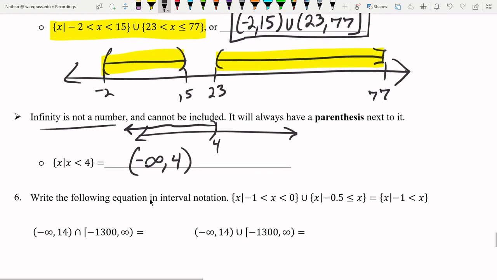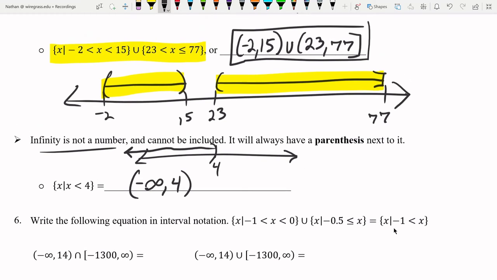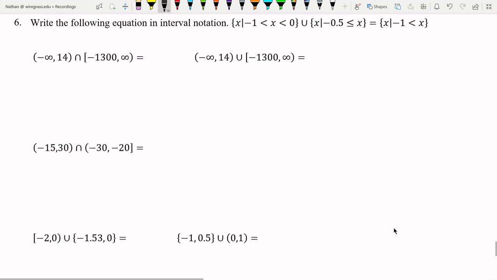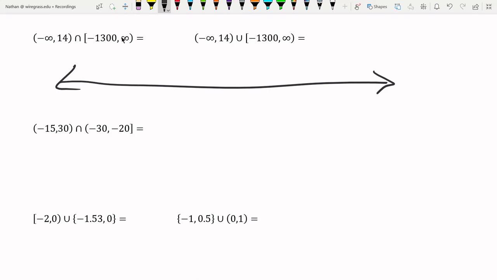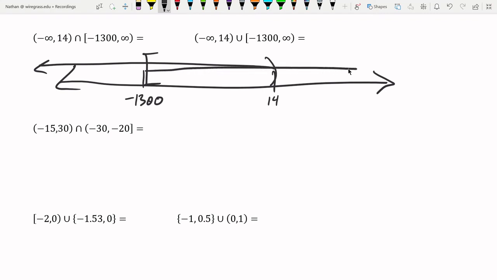Okay, give the stuff I've talked about a try here in number 6. And let's actually do some kind of random interval operations. For these first two, they are the same exact sets, so I'm just going to draw one and do both of them. We have 14 up here, and then negative 1300 down here. It's from negative infinity to 14, so it's going to be this stuff. And then negative 1300 is going to be a bracket on up to positive infinity.